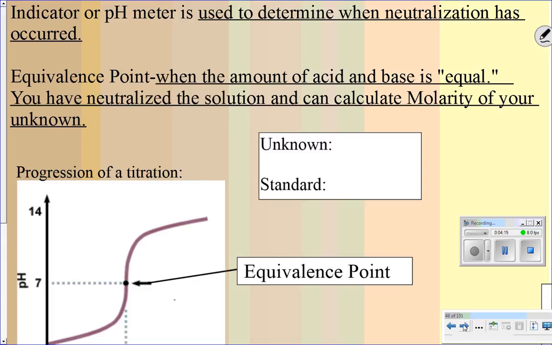The equivalence point is when the amount of acid and base are equal. This is essentially when neutralization has occurred. That means you've neutralized the solution. And when you've neutralized the solution, you know that your amounts of acid and base are equal to each other. So you're then able to solve for your unknown.